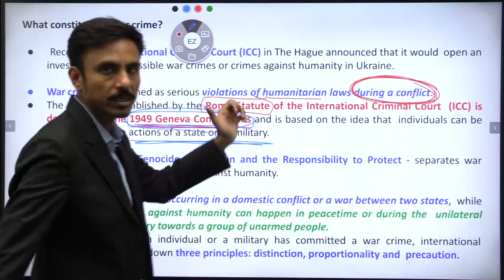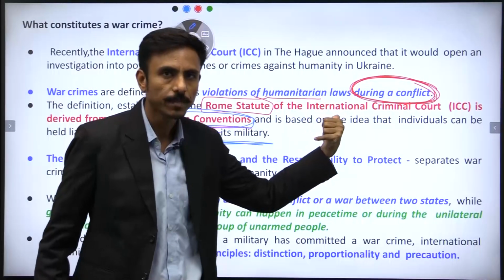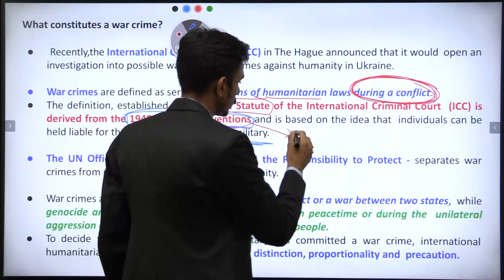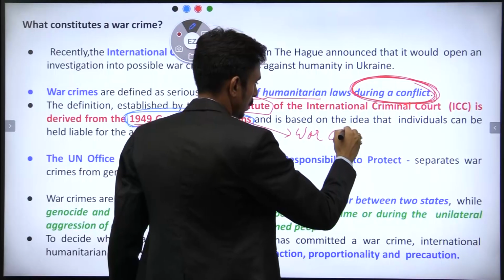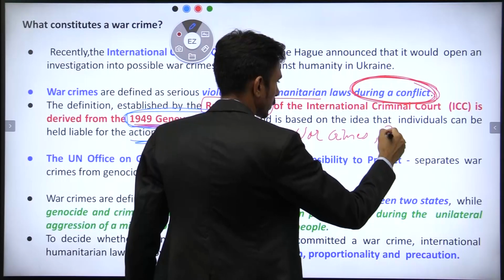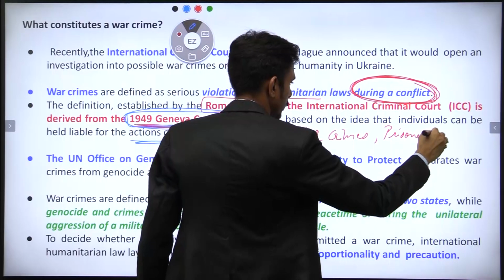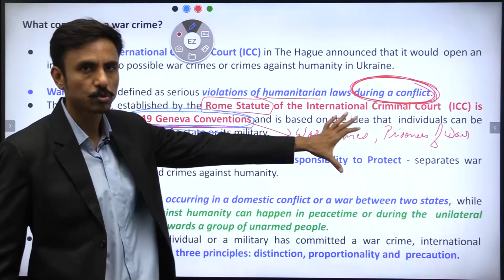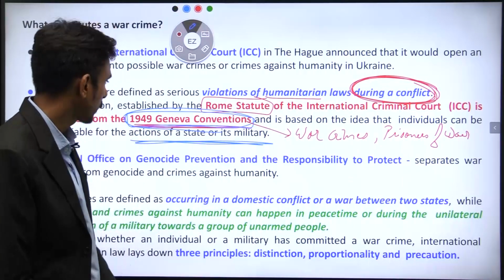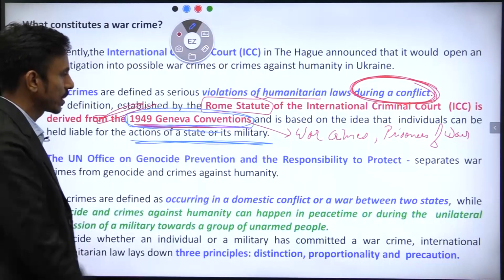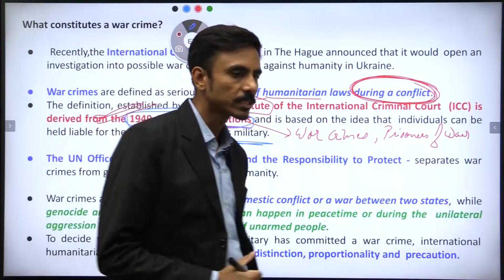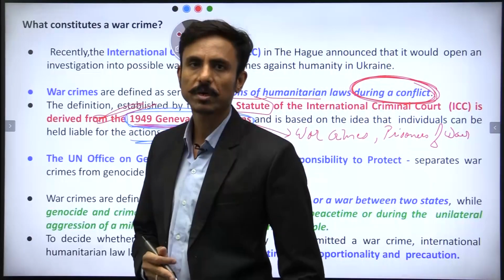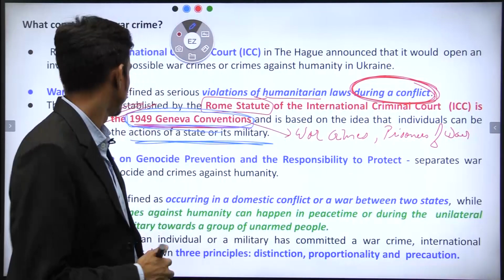And this has been derived from the Rome Statute of the ICC, which comes from the Geneva Convention, which lays down the guidelines for the prevention of war crimes, the status of prisoners of war, and the rights of the prisoners of war and the treatment that is to be given to them, right? So in this sense, the 1949 Geneva Convention. So guys, in the Russian war in Ukraine, Russia has violated the Geneva Convention of 1949, right?